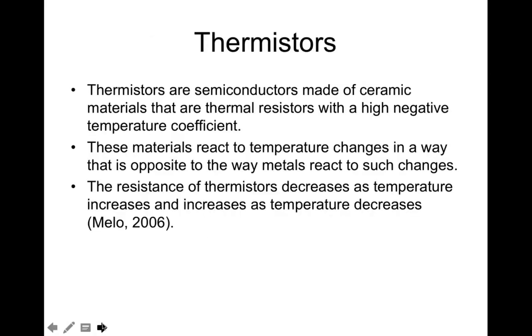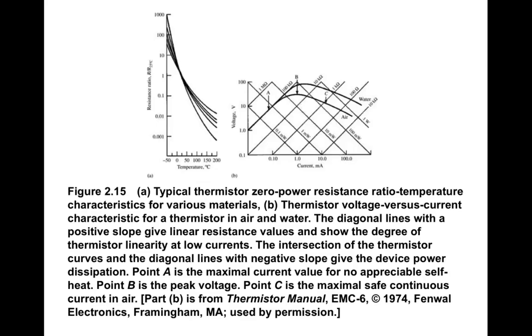The other kind of temperature measure is the thermistor. A thermistor is a semiconductor made of ceramic materials, and these are basically thermal resistors, and they have a very high negative temperature coefficient. So they react to temperature changes in a way that's opposite of how metals will react to such changes. In other words, the resistance of thermistors will decrease as temperature increases, and they will increase as temperature decreases. So here are some common curves of thermistor materials.